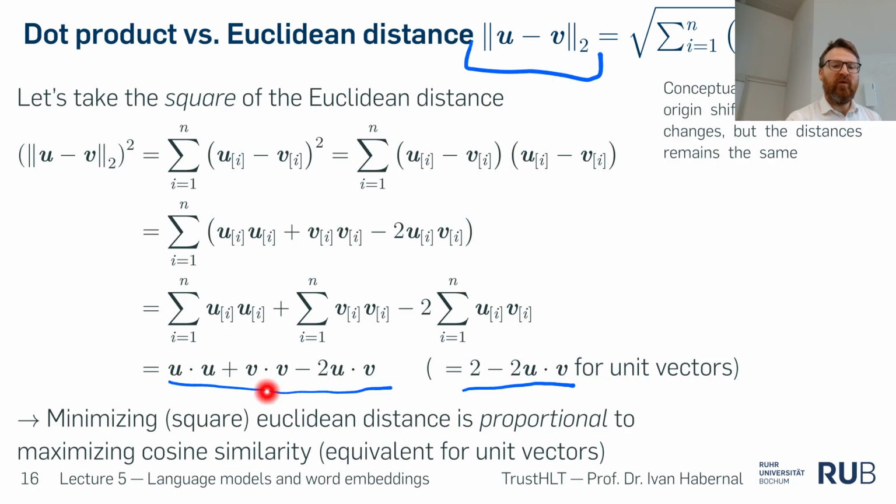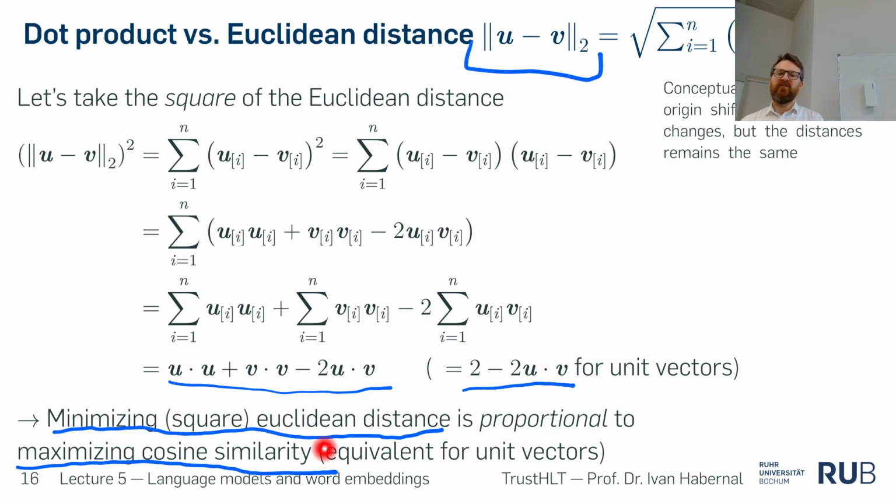So basically, if we want to minimize the distance between two vectors, we can as well maximize their cosine similarity. Okay. So if we want to make two points in a space very close to each other, which means the Euclidean distance becomes very small, the Euclidean distance is just the line between these two points. So we want to make this as small as possible.